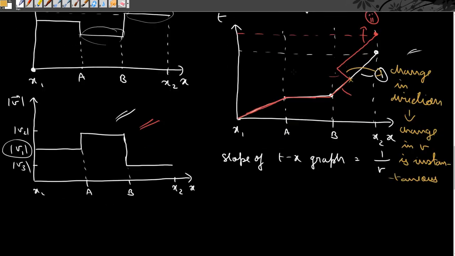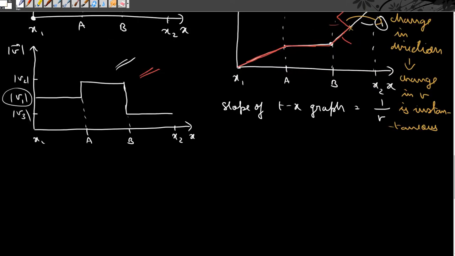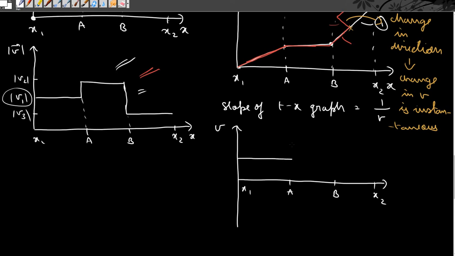Okay. So if I draw the velocity versus x graph like this, now considering the direction also, then it will look something like this. So if this is A, this is B, and this is X2, then for path 1, this is going to look similar to this because there is no change in the direction of velocity. Everything is positive. So this will look like this. This will go down, something like this. So this is V1, V2, V3.